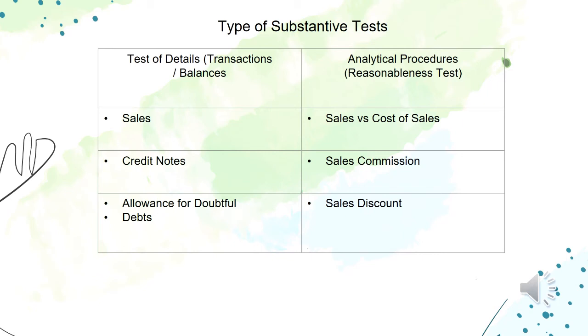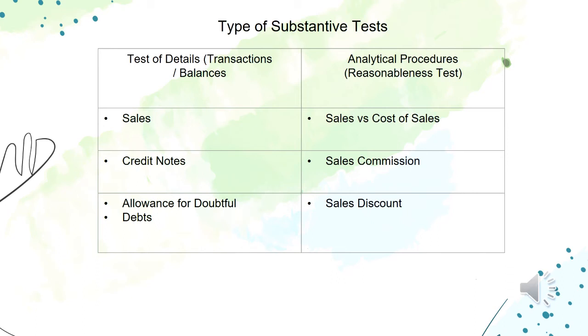Test of detailed balance is a test of detail of account balance focused on the items that are contained in the financial statement, account balance, and disclosure. Test of details of balance consider the closing balance in the general ledger. The example for test of detail of transaction and balance are sales, credit notes, and allowance for doubtful debt.